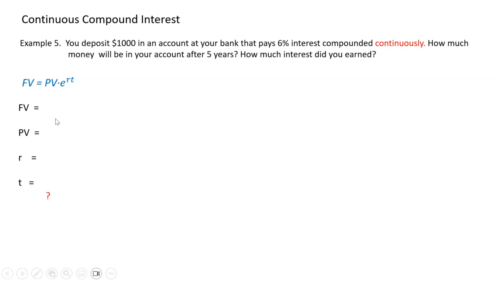So we're looking for the future value, again. The present value is 1,000. My interest rate is 6%, which will give us 0.06. My time is 5, so it's 5 years, right? So all we do is plug everything in, just the way it is, right?